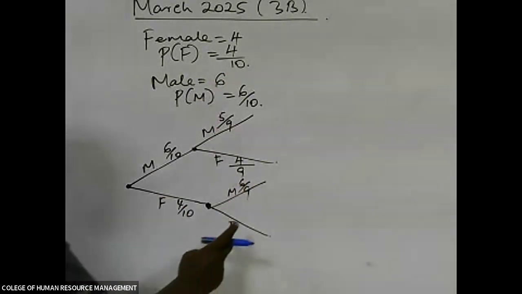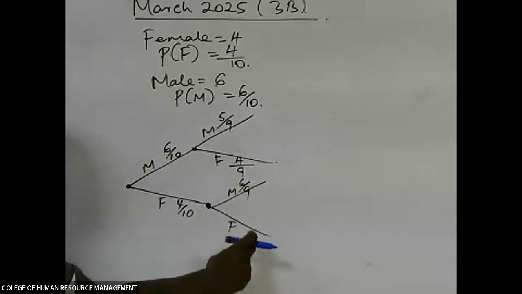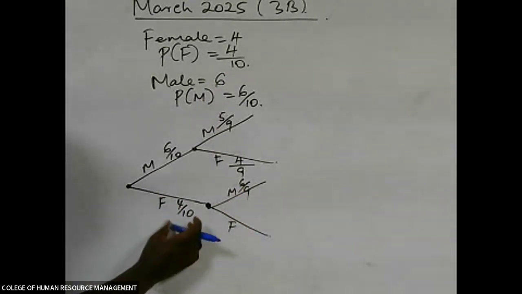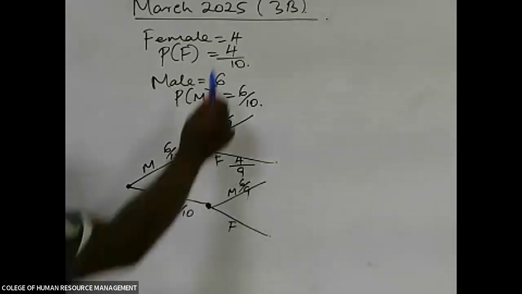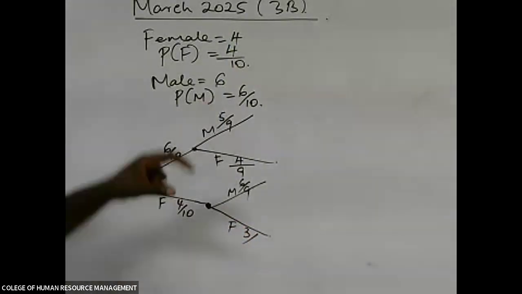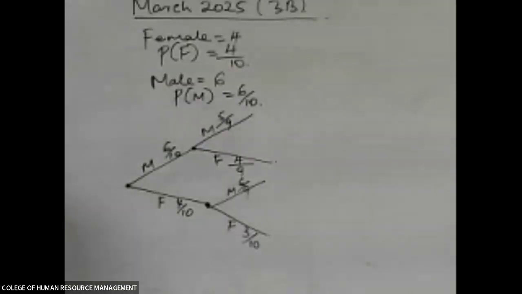You come here to the other branch. If the first one was female, what is the probability that the second one will also be a female? You need to know that one female is already removed from the office. They were 4, now the remaining is 3. After removing one female, the total will be over 9. So that is how the tree diagram will look like, and the condition is that we are picking without replacement.